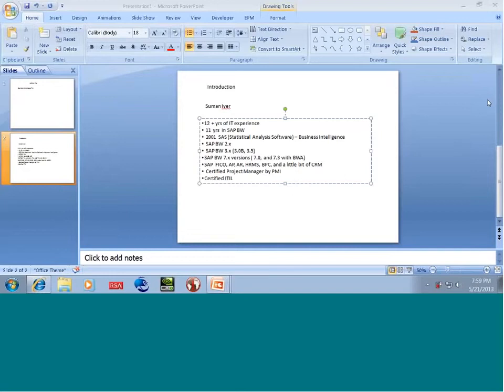All right, I think we can get started. We have had a round of introductions. If anybody missed my introduction, it's on the slide. I've been working on SAP BW for over 11 years, and I've worked on several versions of BW. In these 11 years, I've had the opportunity to work on several modules across SAP, which are FICO, AP, AR, HRMS, BPC, and a little bit of CRM.